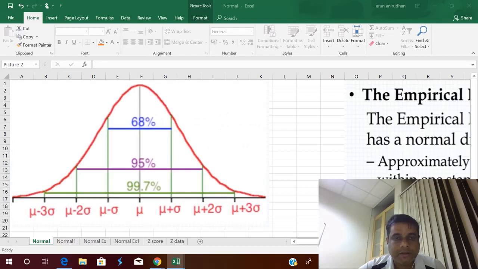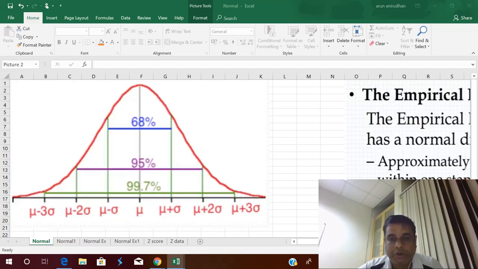Hi, dear students. I will explain to you normal distribution. So in the class, some people told me I was a little bit fast. So I will explain to you what is normal distribution.